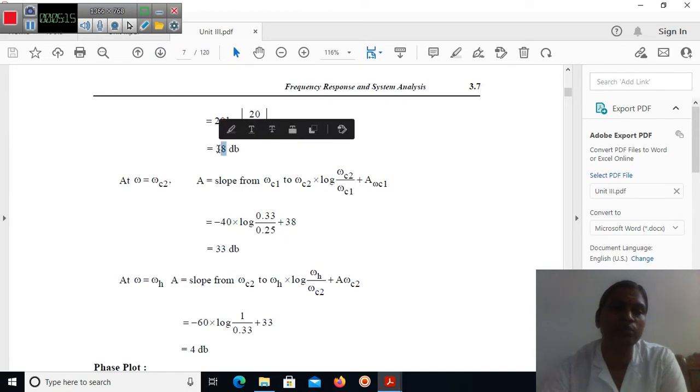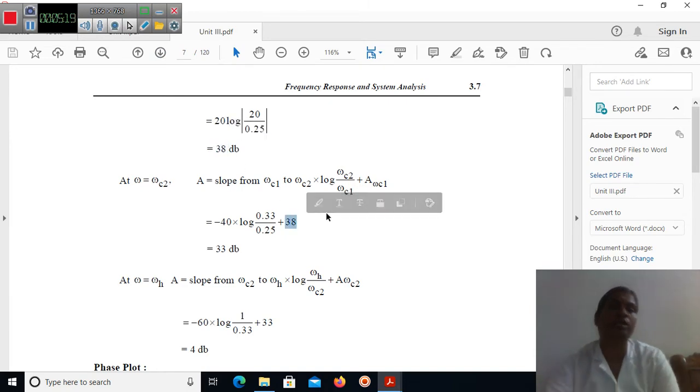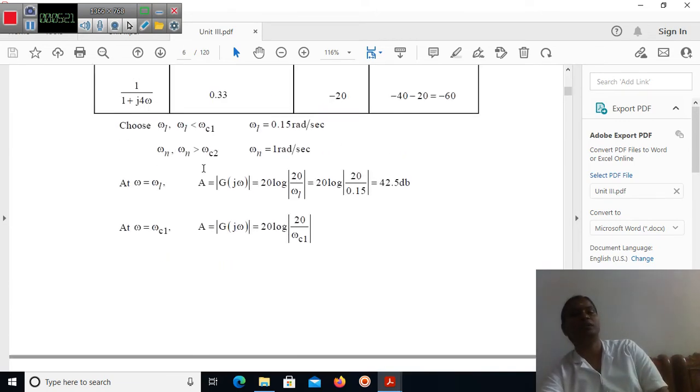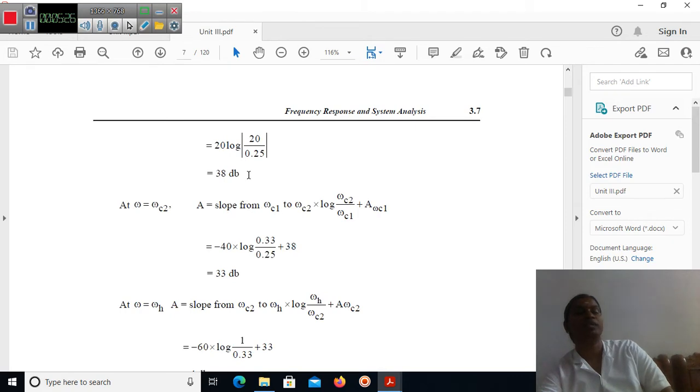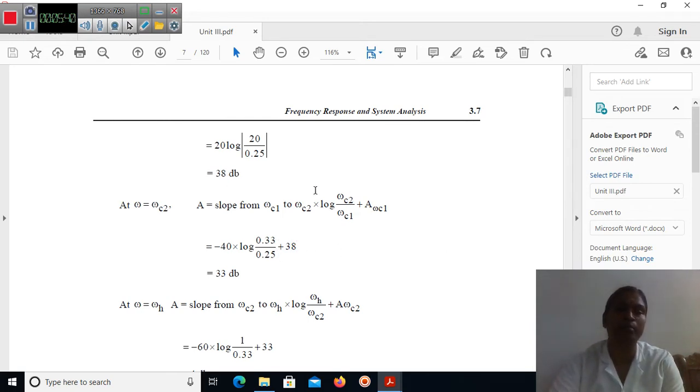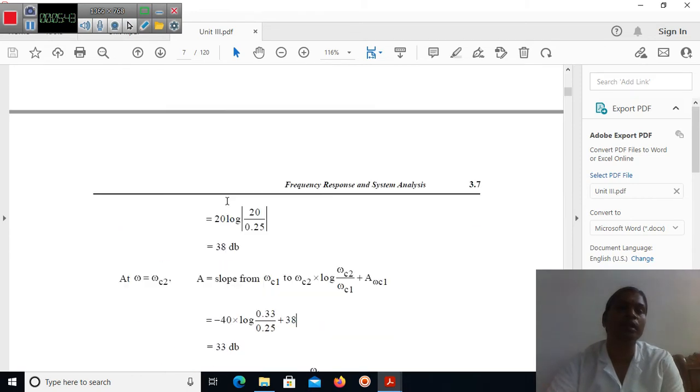From this value we have to substitute here, it is 38. Don't get confused: we already found this at omega C1, and we get 38 dB. That 38 dB we substitute at this point, as the gain value at omega C1 is the previous value. Suppose this value is wrong, then the entire problem will be wrong. So we take care over the omega C1 calculation.